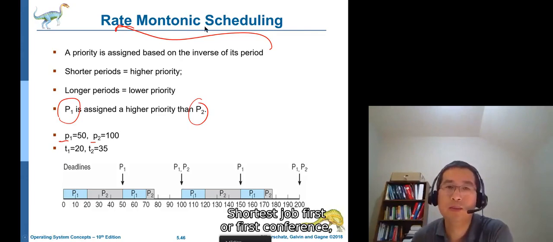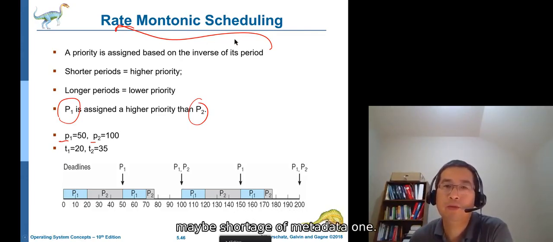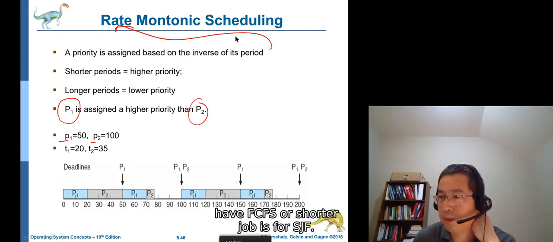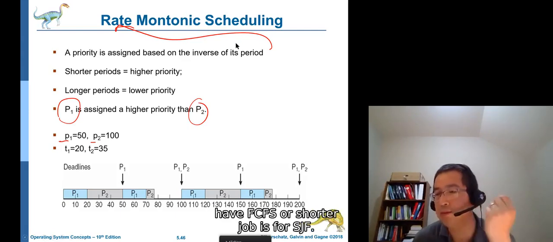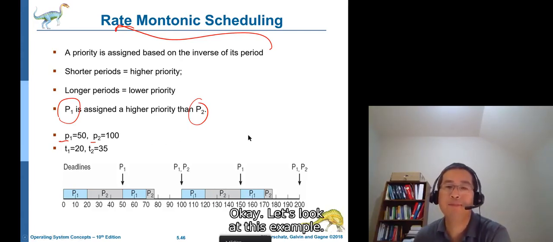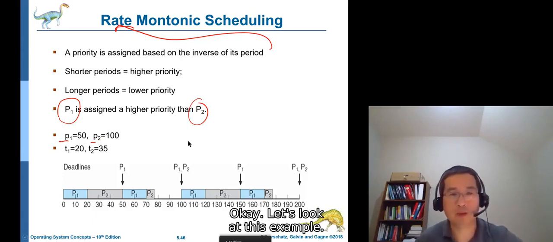So this one is similar to what? Shortest job first, or first come first served. That means it only considers FCFS or short jobs for SJF, and doesn't consider the real priority. Maybe some jobs will be starved. Okay, let's look at this example.